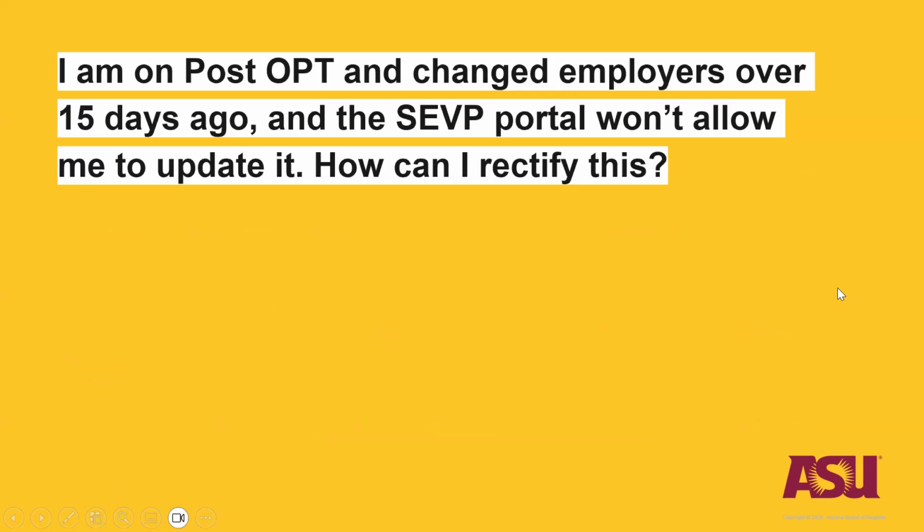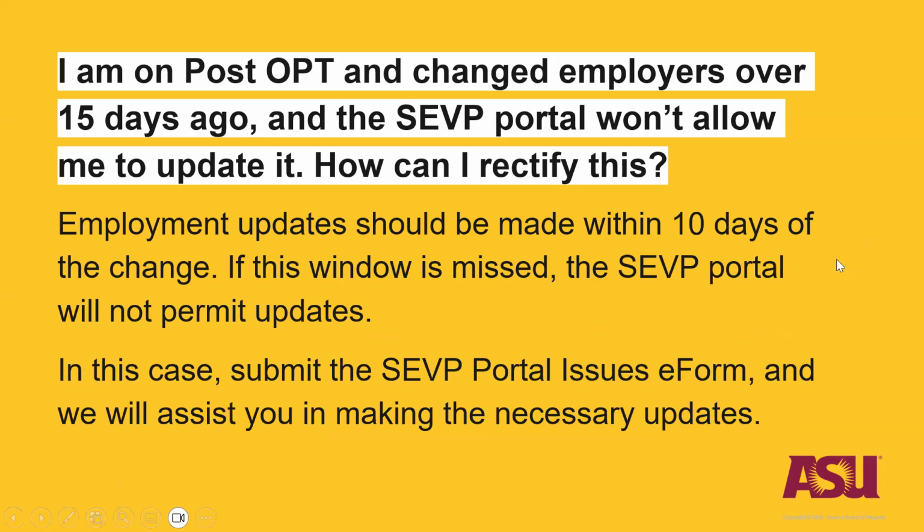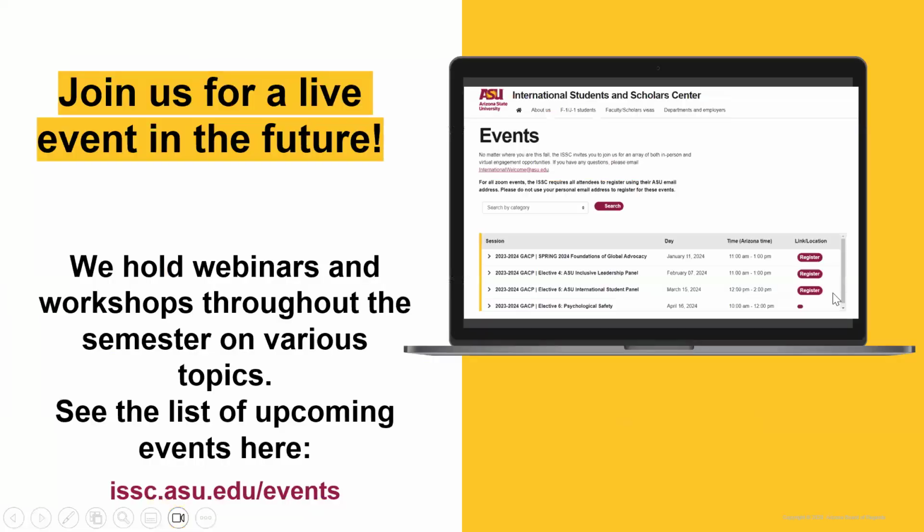Now you're on post OPT and you changed employers over 15 days ago, and the SEVP portal won't allow you to update it. How can you rectify this? Well, you should have made the report within 10 days of the change, but if that window is missed, the SEVP portal is not going to permit updates. You're still going to want to make sure the report gets in there. You would submit the SEVP portal issues eForm. We'll assist you in making the necessary updates. But again, not an ideal situation. You really want to make sure that you report within 10 days if you possibly can do that.